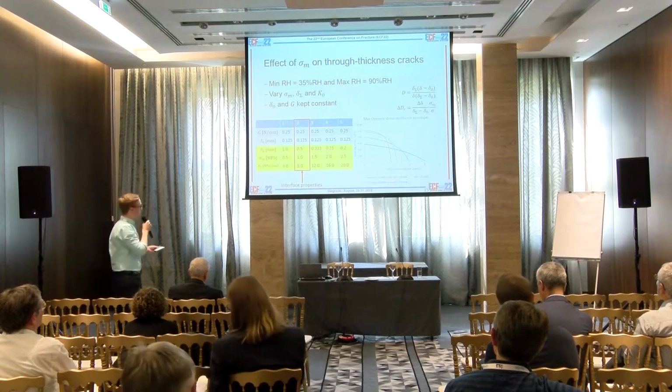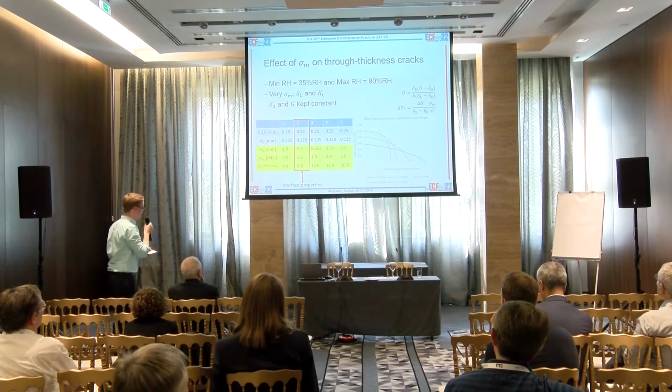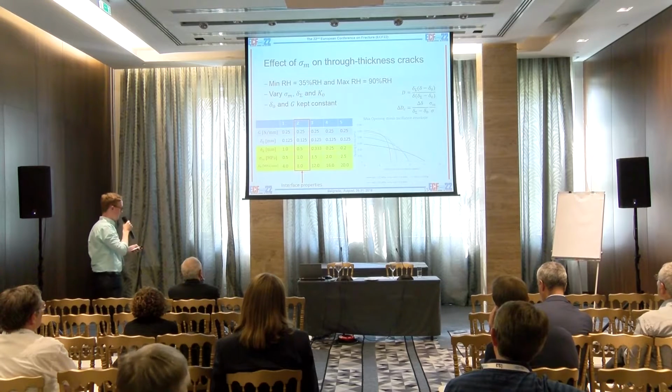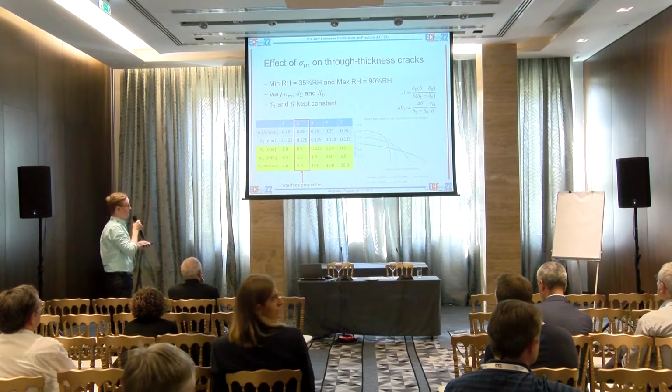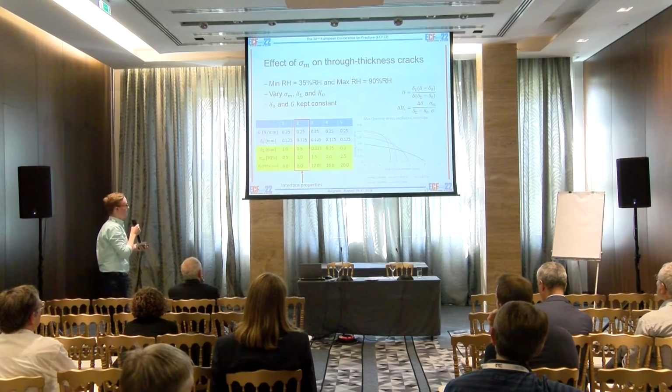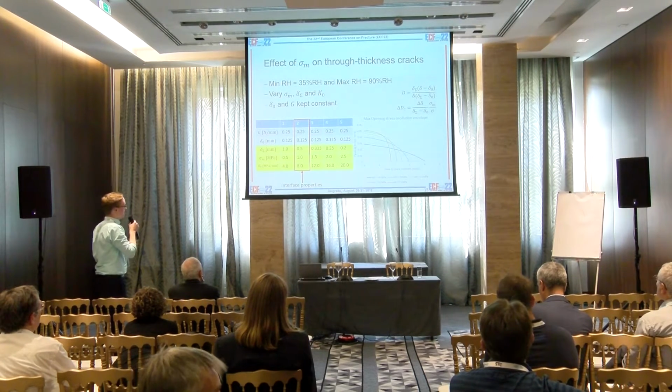So if we look at the case for sigma m equals 0.5, which is a 50% reduction, we see that there's a 35% increase in the time to first crack. So this is the base case, and this is 50% decrease in sigma m.